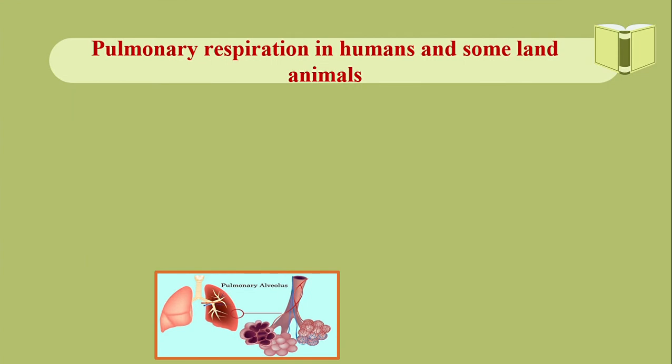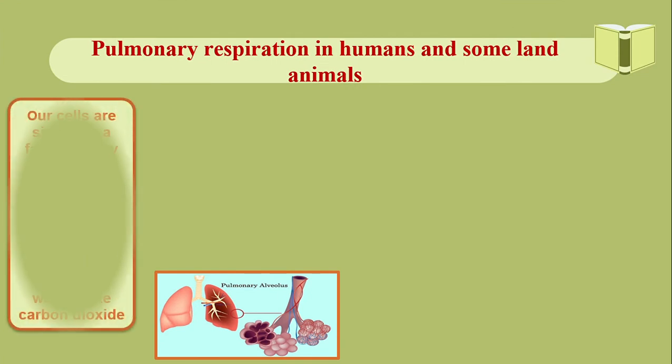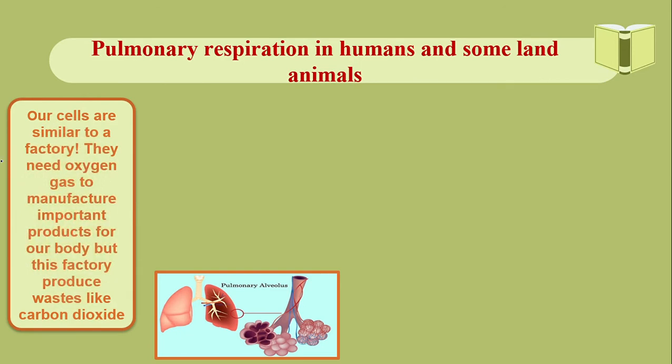After that, we followed the steps of pulmonary respiration in humans and some land animals. We said that cells are like a factory. Our cells are like a factory. They need oxygen. Why? To build and manufacture important products. They are important for our body. But like the factory, they produce wastes. They are harmful for our body, like carbon dioxide.